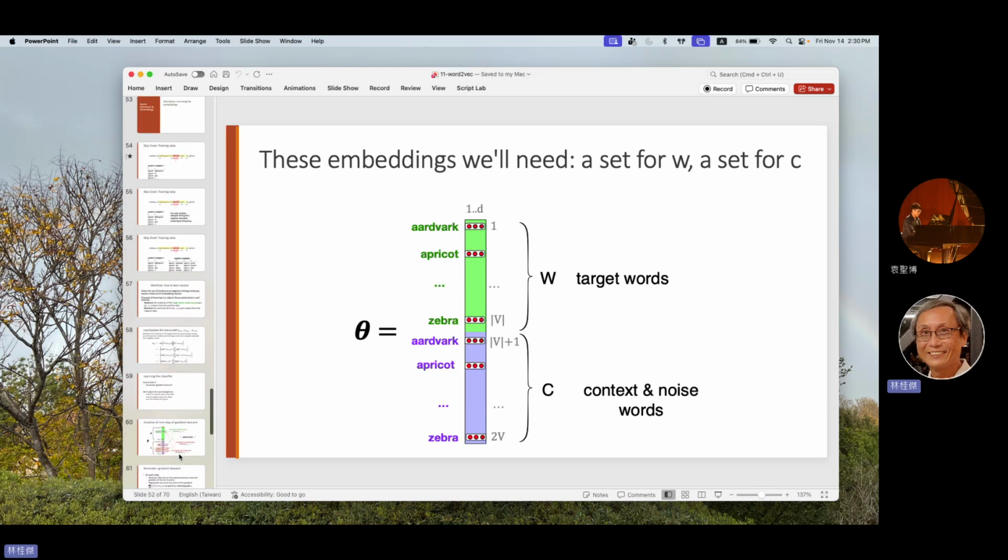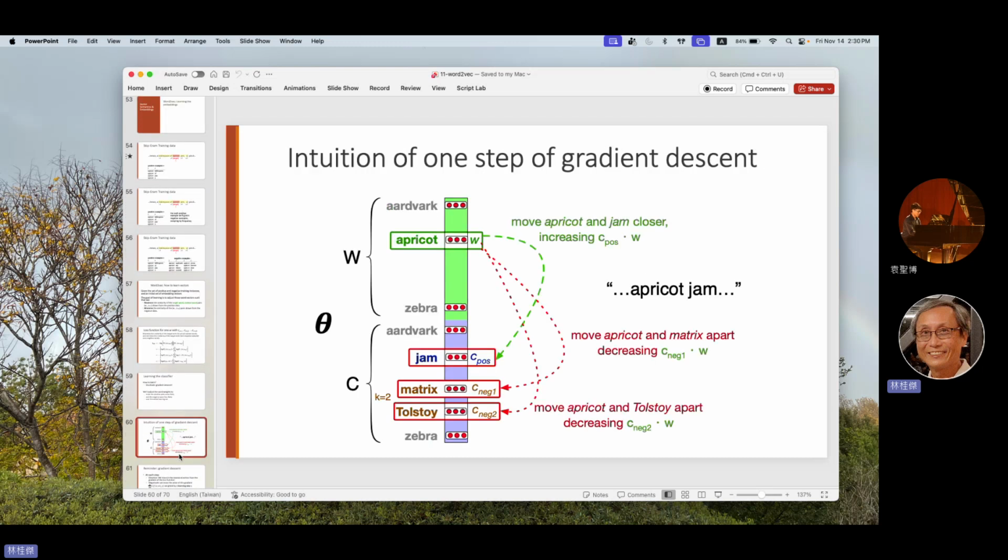Okay, so let me just quickly show you that this is kind of the training we're going to do. So we have some initial weight, and then we're going to go through the system to see whether some word and some other words are supposed to be closer or not. If they are supposed to be close and they are far away, then we try to move them closer. If they are not supposed to be so close, then we're going to move them farther away.